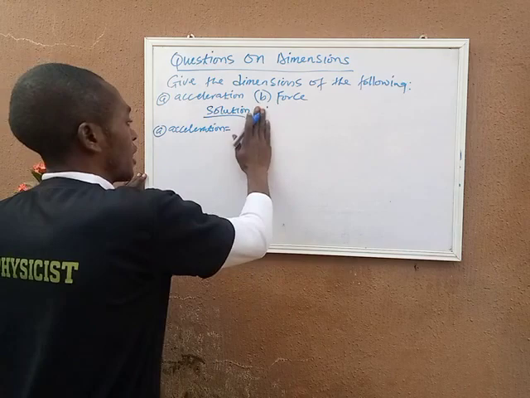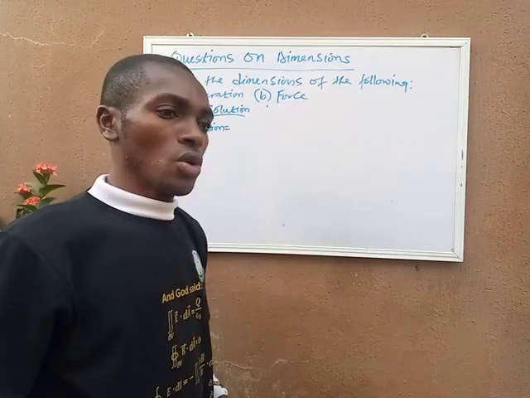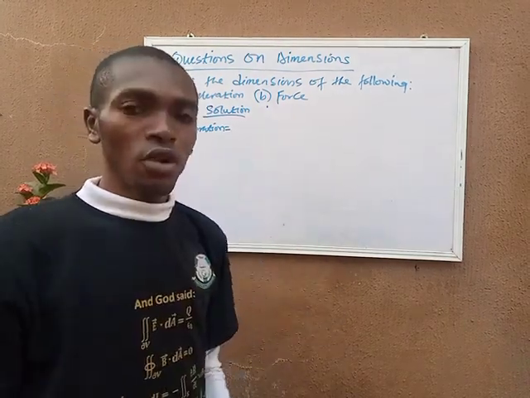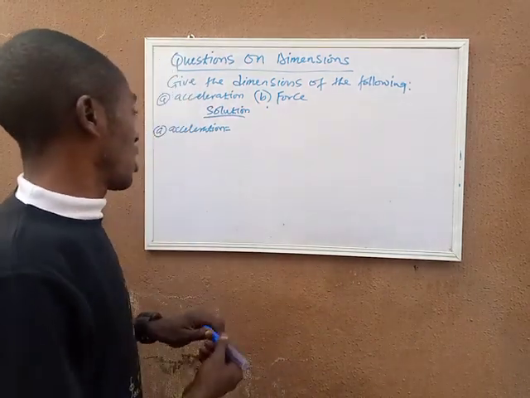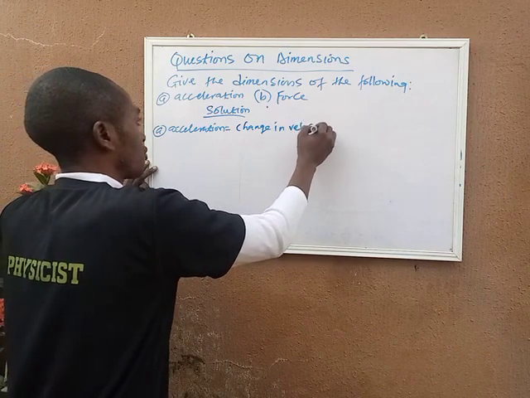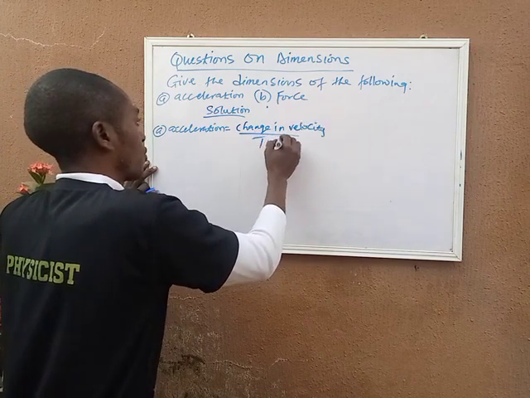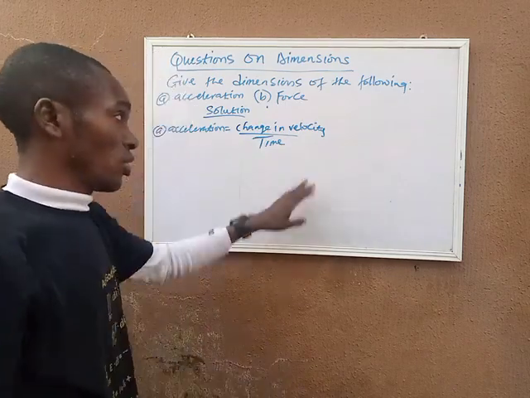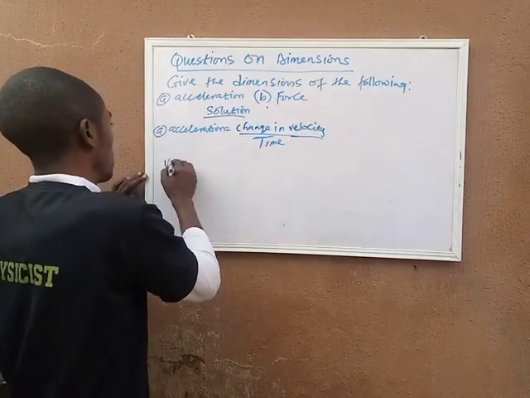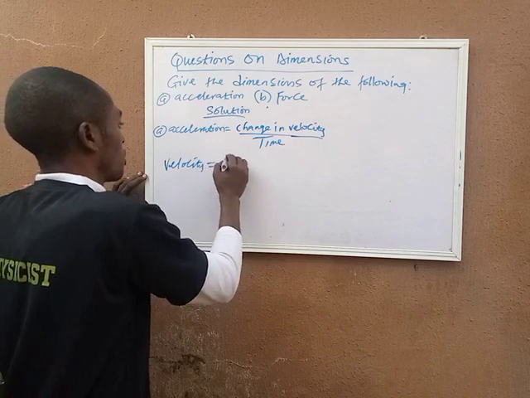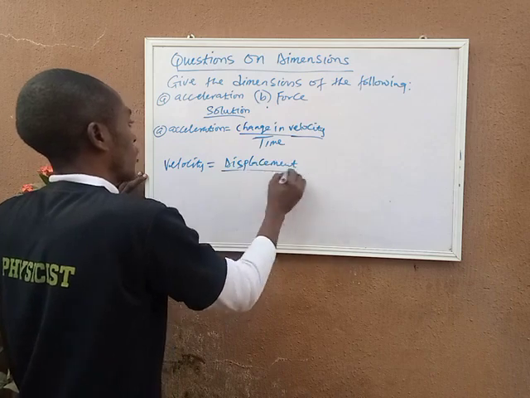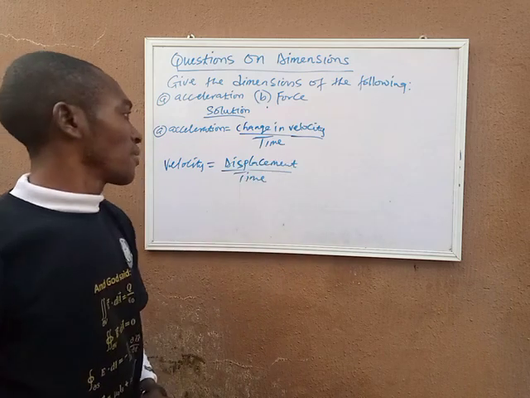Now, don't forget that we gave hints in our last video on dimensions that whenever you are asked to write the dimension of any quantity, you must always write the formula of that quantity. So the formula for acceleration is the same thing as change in velocity over time. And if you observe, velocity too is a derived quantity, so it also has its own formula. Velocity is the same thing as displacement over time. This is the formula for velocity.